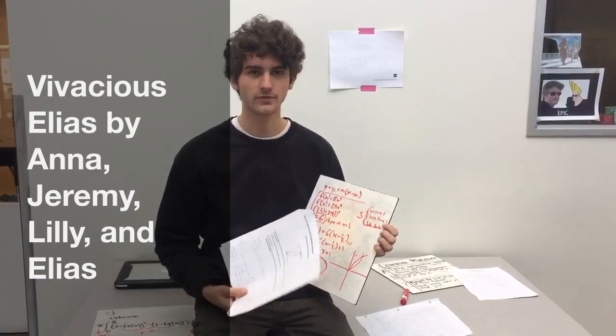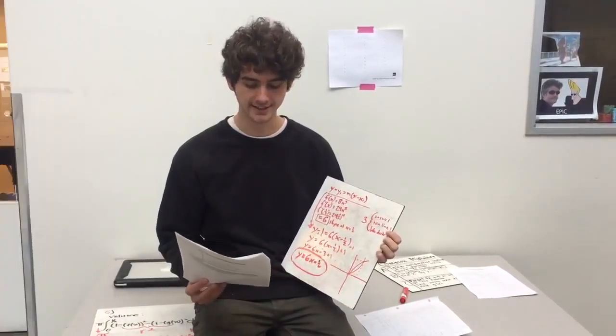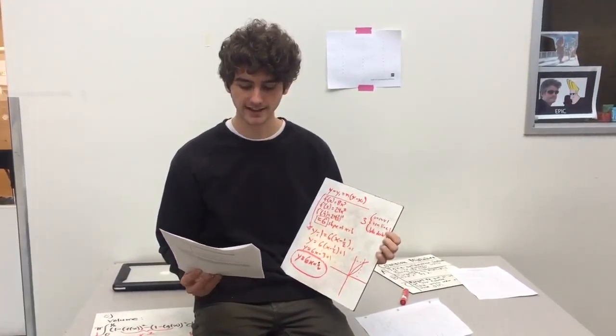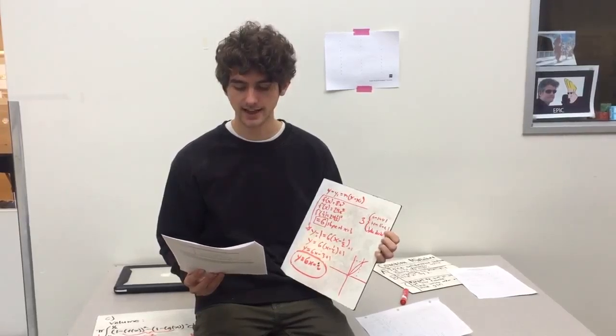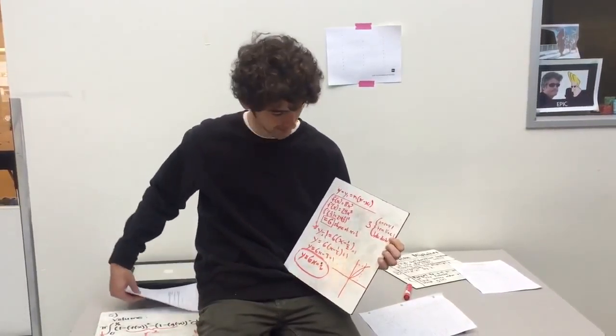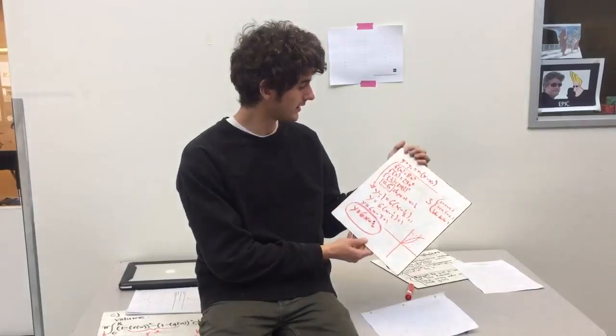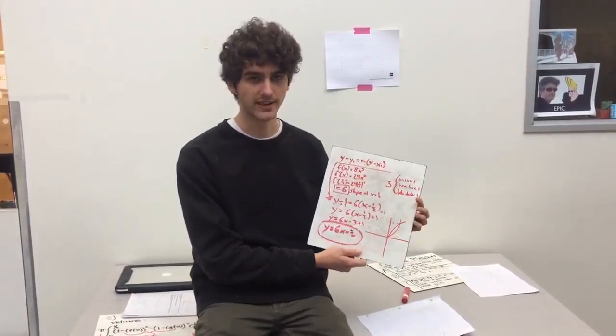Hello, so I'll be solving question A. The question is, write an equation for the line tangent to the graph of f at x equals 1/2. To solve this problem, we'll first need to find the slope of f at 1/2.